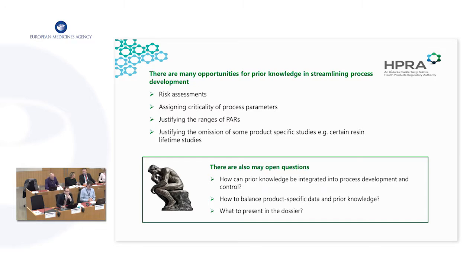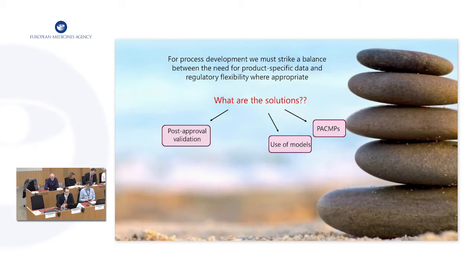So there's a lot of open questions, and we've heard some of them already this morning, and hopefully throughout this workshop we can answer some of those questions and come to some agreements. So how can the prior knowledge be integrated into the process development and control? And this is something I'll come back to, integrating prior knowledge as opposed to it being something separate that you just refer to. How do you integrate it into each product? And how do you balance your product-specific data and prior knowledge in the dossier? And then how could this be presented in the dossier?